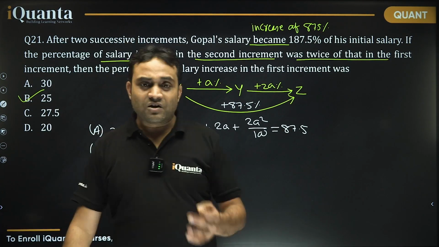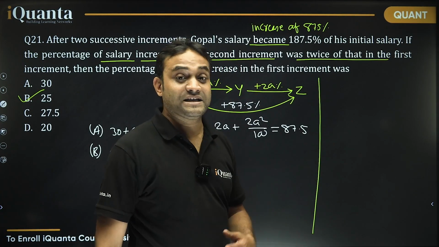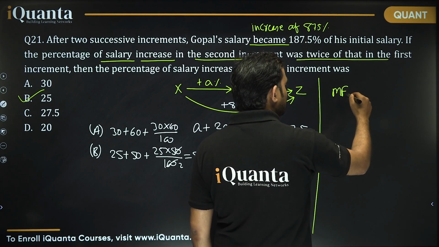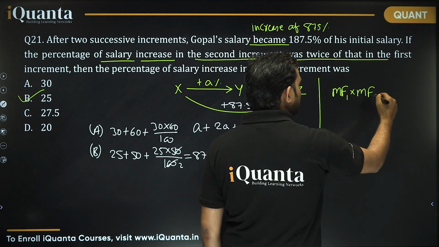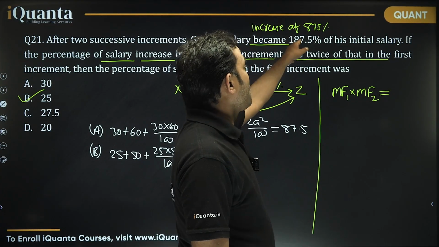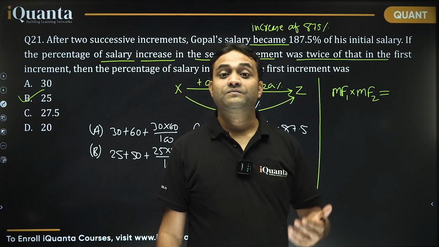In what other way we can solve this? We can solve this question using multiplication factor as well. Like we have 2 multiplication factor. For 2 successive change, we have 2 multiplication factor. And overall change should be equal to 187.5%.